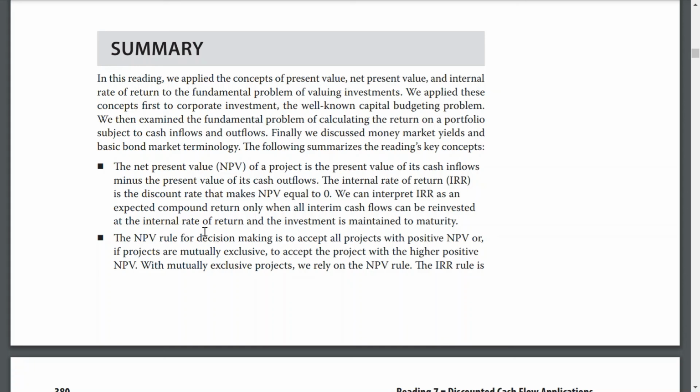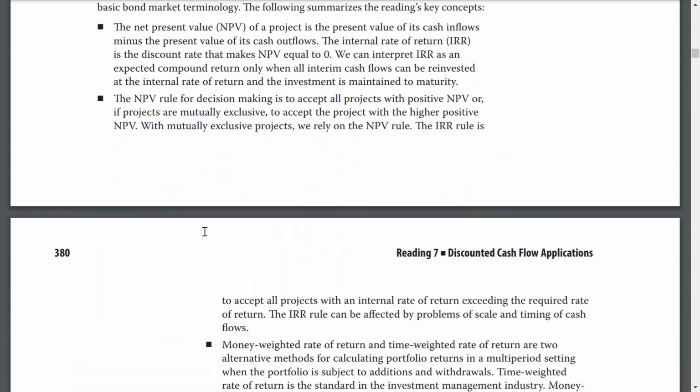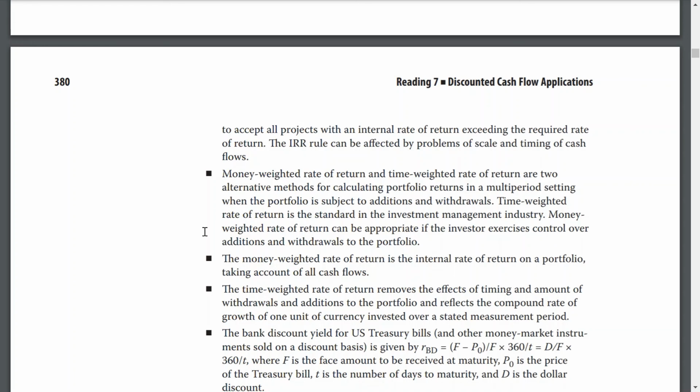The NPV rule for decision making is to accept all projects with positive NPV or, if projects are mutually exclusive, to accept the project with the higher positive NPV. The IRR rule is to accept all projects with an internal rate of return exceeding the required rate of return. The IRR rule can be affected by problems of scale and timing of cash flows.